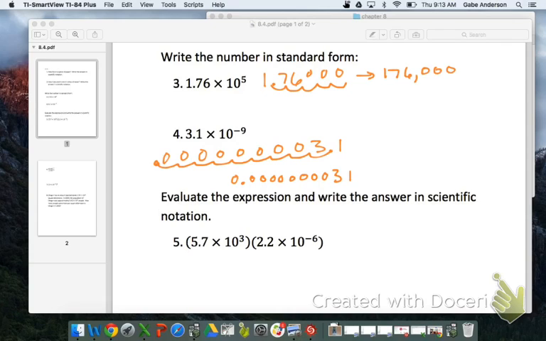So take a look at number 5. Please write down number 5. I'm going to switch screens on you here in just a second. 5.7 times 10 to the third times 2.2 times 10 to the negative 6. There's a lot of ways to do this. You certainly could do these by hand, but I'm going to show you how to use your calculator, hopefully as efficiently as possible. So if you do have your calculator, please do get that out right now.